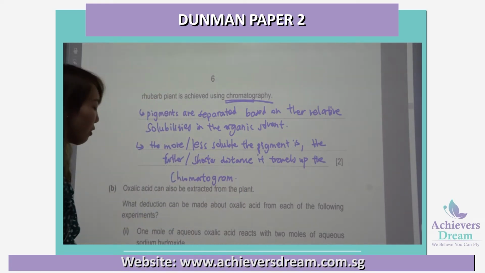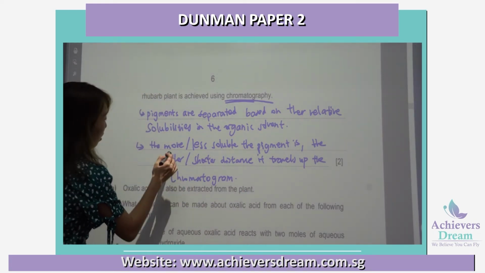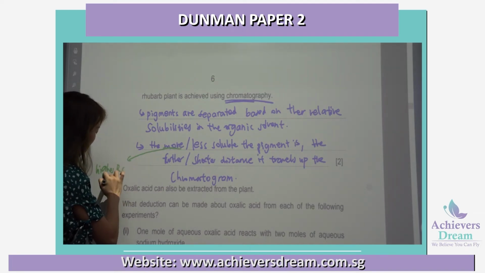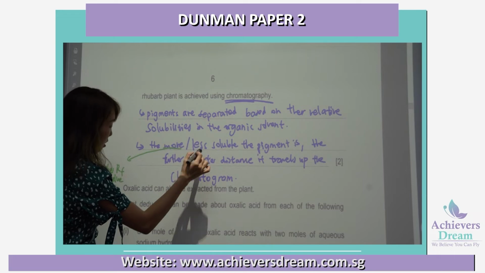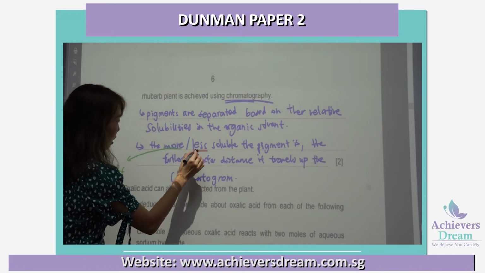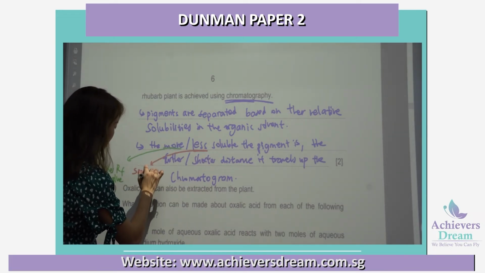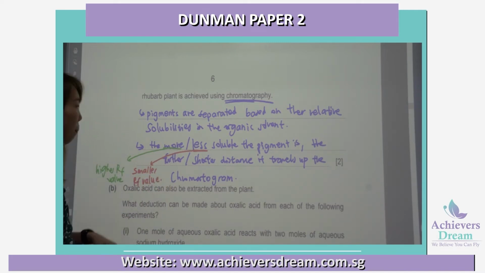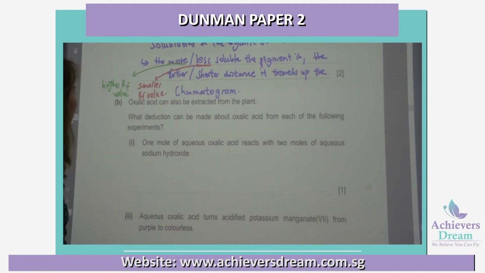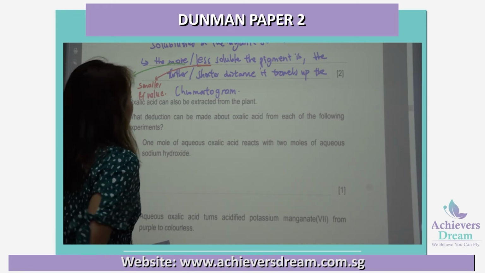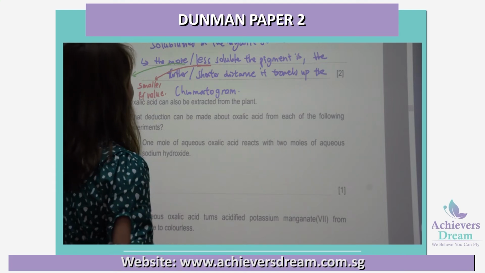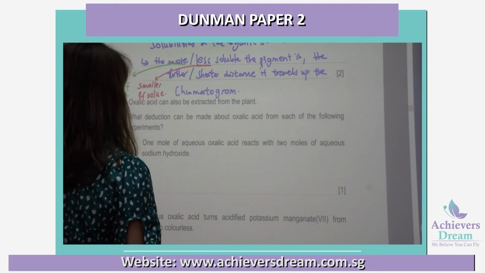Okay, you can also talk about Rf value. So in this case, the more soluble one would have a higher Rf value, whereas the less soluble would have a smaller Rf value. Okay, it's best to combine all this together. Okay, now for part B. Oxalic acid can also be extracted from the plant. What deduction can be made about oxalic acid from each of the following experiments?